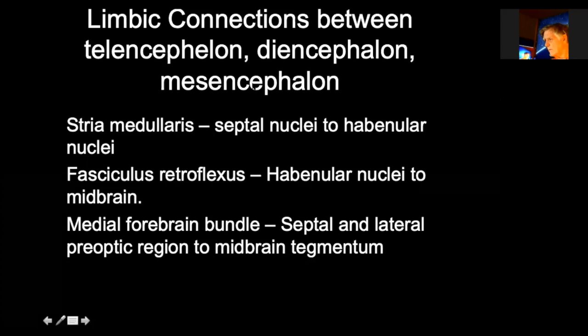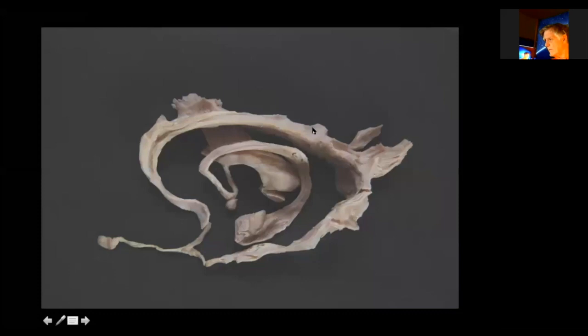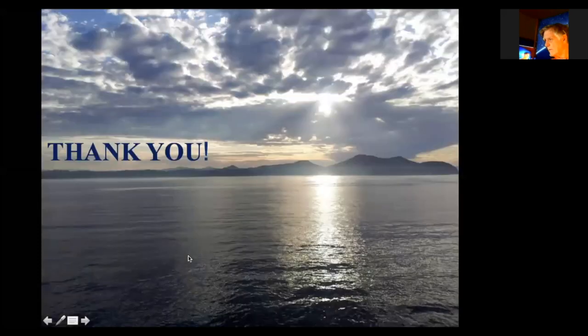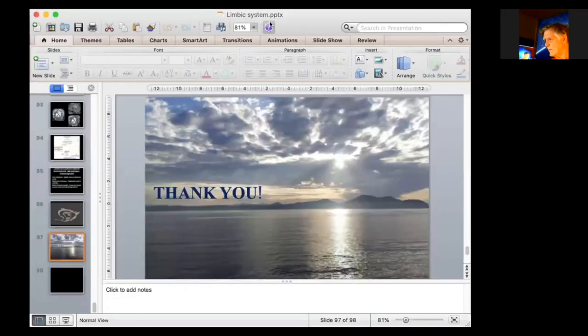And these are your limbic connections between the telencephalon, the diencephalon, and the mesencephalon. You have the stria medullaris, basically which connects the septal nuclei to the habenular nuclei. You have the fasciculus retroflexus that connects your habenular nuclei to the midbrain. And you have the medial forebrain bundle, which connects the septum to the midbrain tegmentum. So this is your limbic system. And I hope I have made you understand something. Thank you very much.